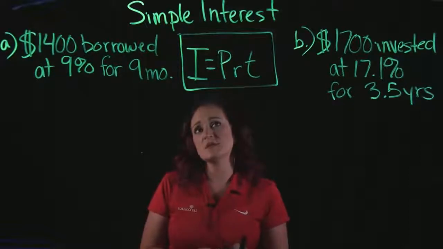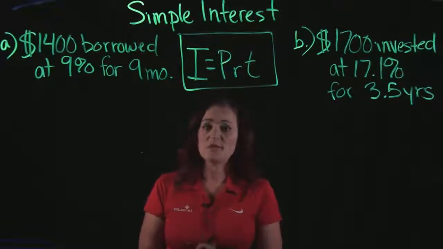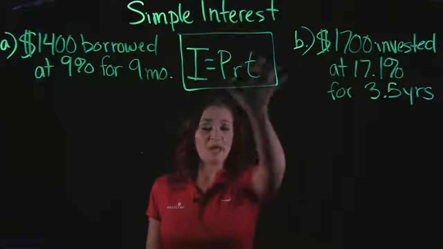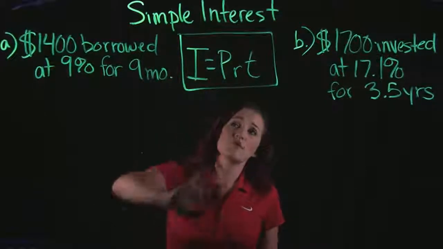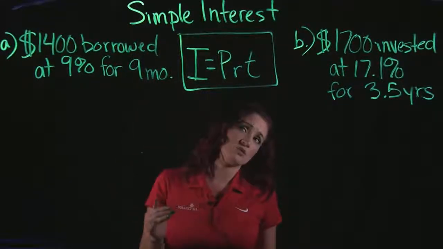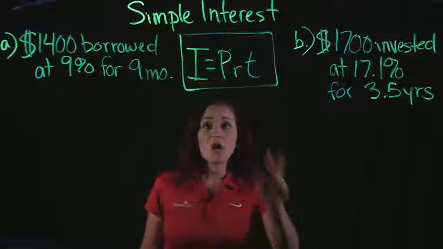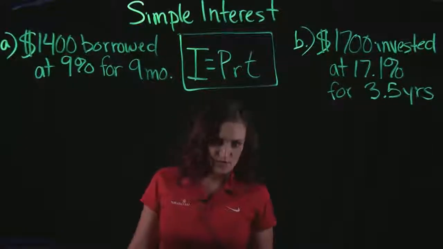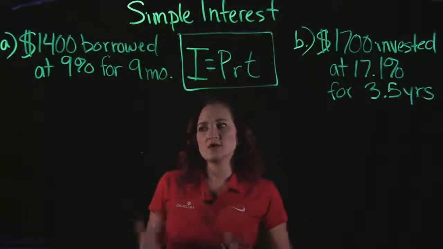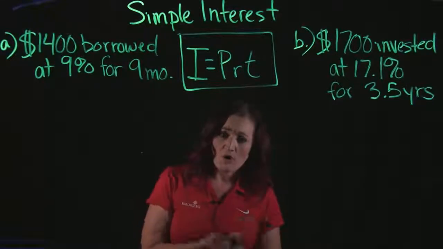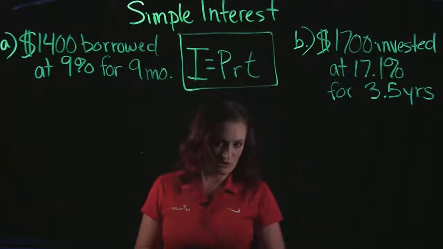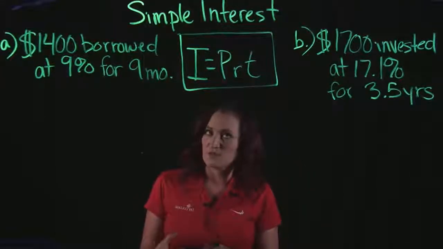So when it does come to simple interest, there is a formula that you do need to be familiar with, and that formula I already have here on the screen. So the formula reads that interest is equal to PRT, where P represents the principal. So the principal is either how much money did you borrow or how much money did you put into that bank account. So it's that initial dollar amount.